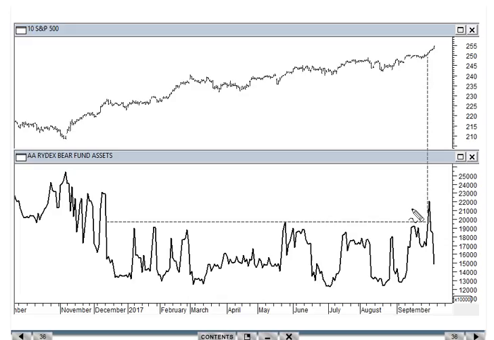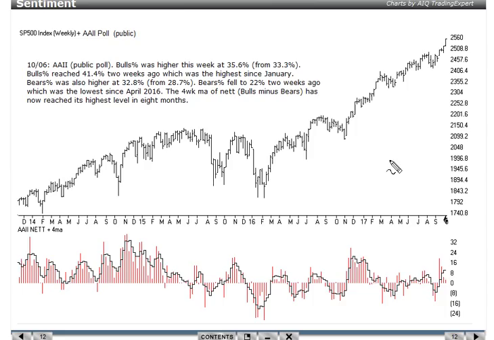I did talk about this last week. This is the bear fund assets in isolation. You can see this dotted line here representing the previous high point for bear fund assets this year. I said last week that if we saw that exceeded, we'd have a minor sort of contrarian signal higher, and that's exactly what we've seen. Since then, those bear fund assets have started to fall pretty quickly. In the public poll from AAII, the bulls percent was higher this week at 35.6%.